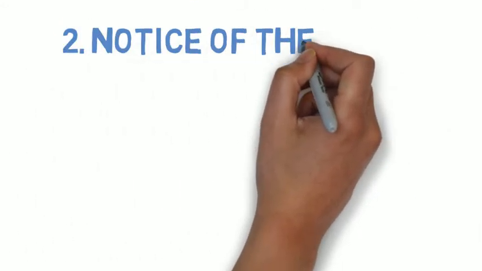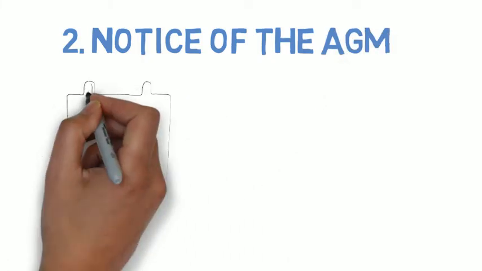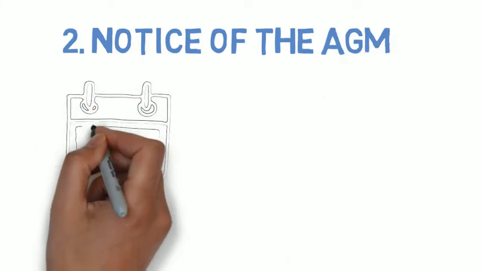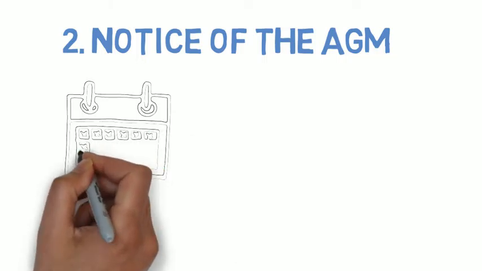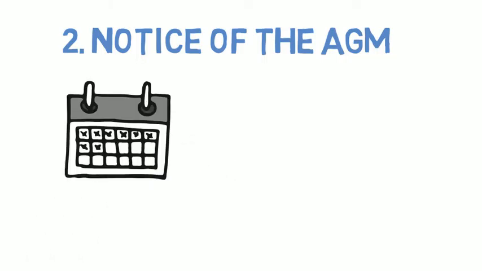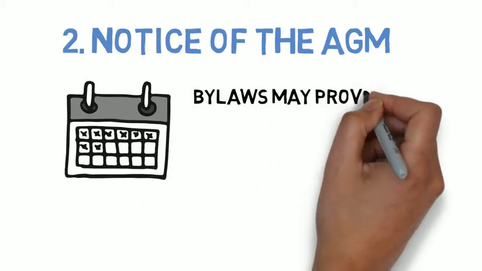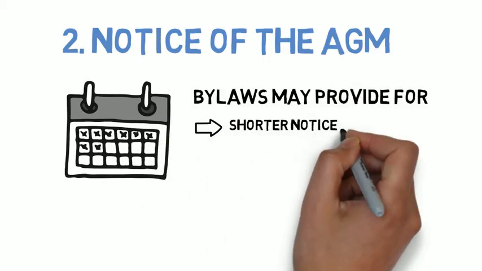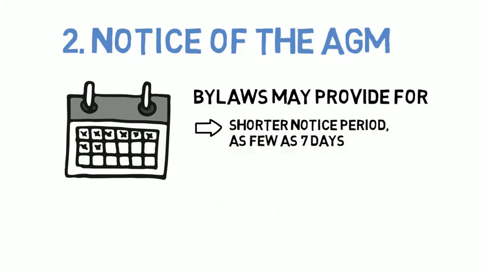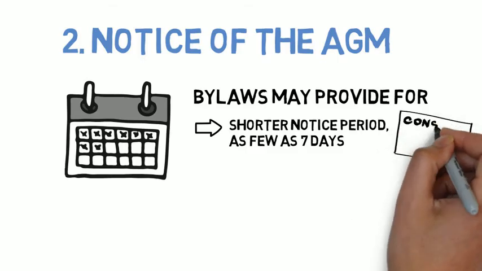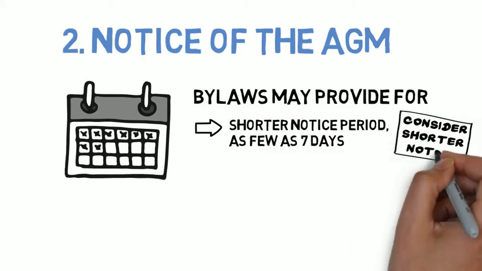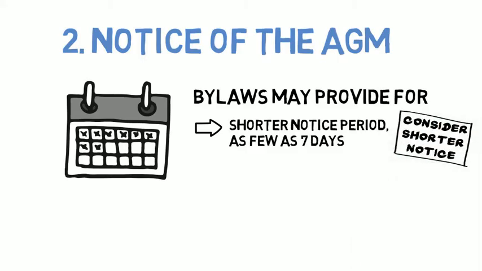Number 2, notice of the AGM. Under the new Act, notice of an AGM must be sent to every member of the society at least 14 days before the meeting. There are 2 ways the new Act gives you more flexibility with notice. First, your bylaws may provide a shorter notice period of as few as 7 days. Given that often nonprofits find it difficult to meet the 14-day notice period, you may want to consider adopting a bylaw enabling a shorter notice period.